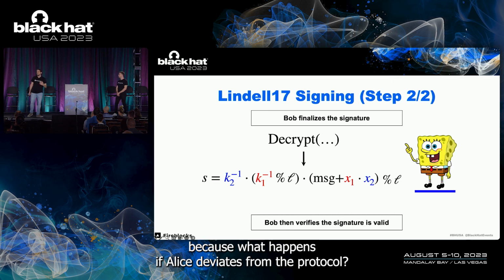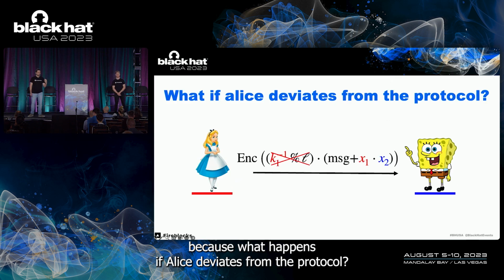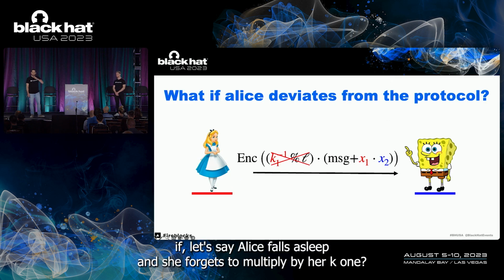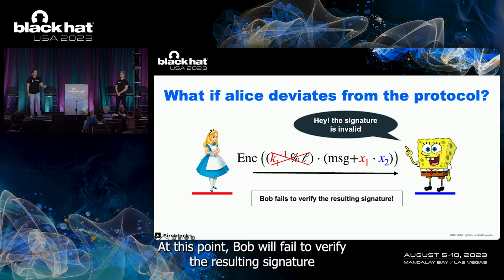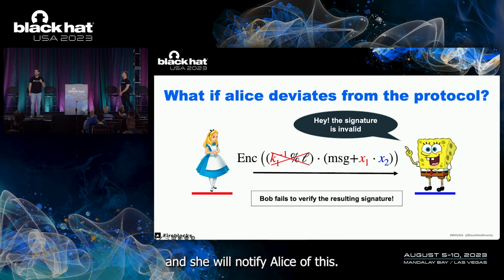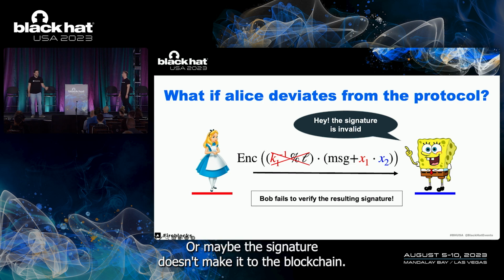Because what happens if Alice deviates from the protocol? What happens if, let's say, Alice falls asleep and she forgets to multiply by her K1? At this point, Bob will fail to verify the resulting signature, and he will notify Alice of this. Or maybe the signature doesn't make it to the blockchain.